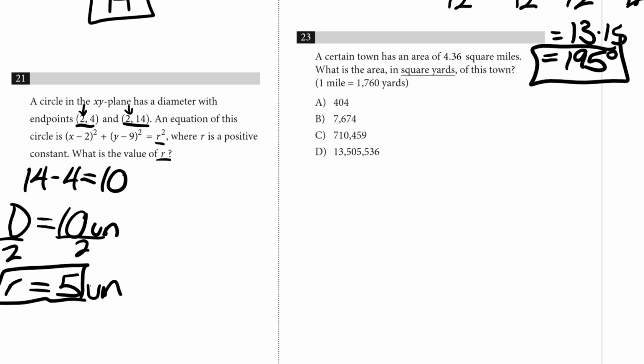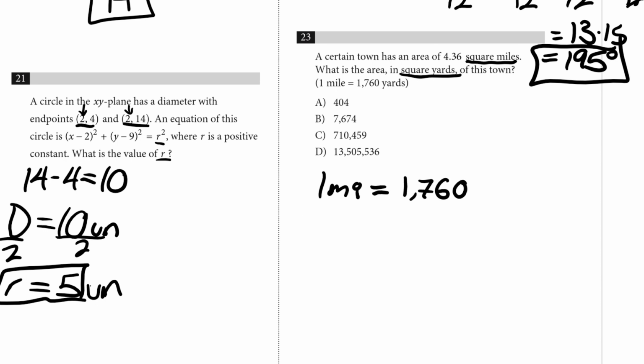Number 23. A certain town has an area of 4.36 square miles. What is the area in square yards of this town? 1 mile equals 1,760 yards. Since the question is talking about square miles and square yards, we're going to use this conversion to find out what the conversion rate is from square miles to square yards. The way that we do that is we start off with the conversion that they give us.